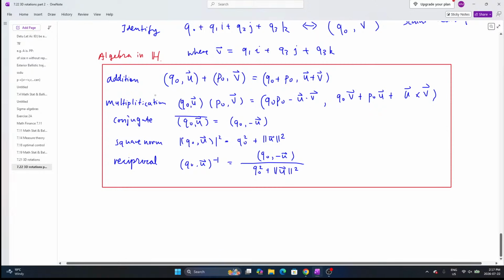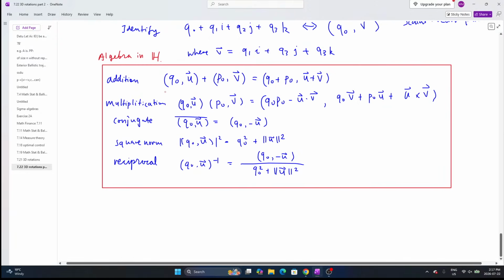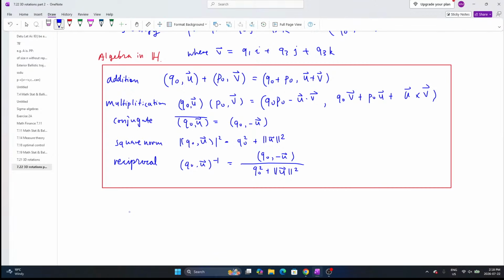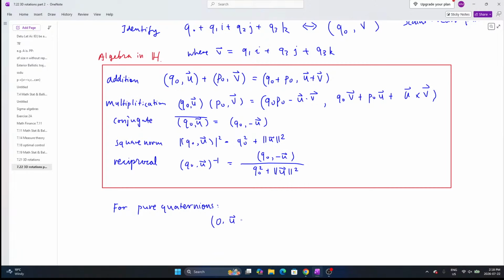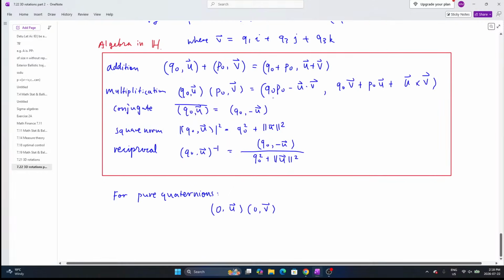Okay. So let's look at a special case. That's so-called pure quaternion. So pure quaternion is like purely imaginary number where you have a zero real part. Here you just have a zero scalar part. So for so-called pure quaternions, let's, for example, consider what's 0u times 0v. Substitute P naught Q naught equals 0. You just get minus the dot product of u and v and the cross product.